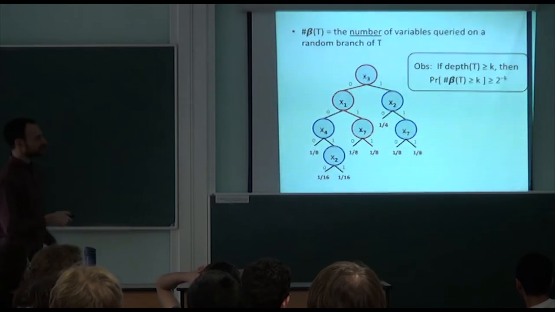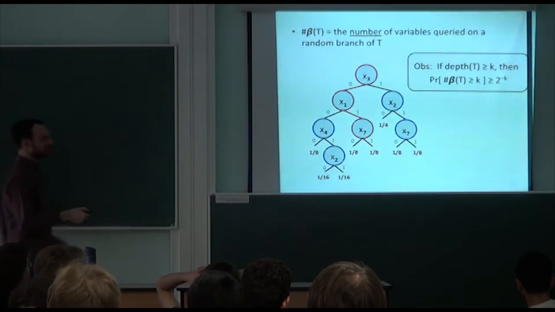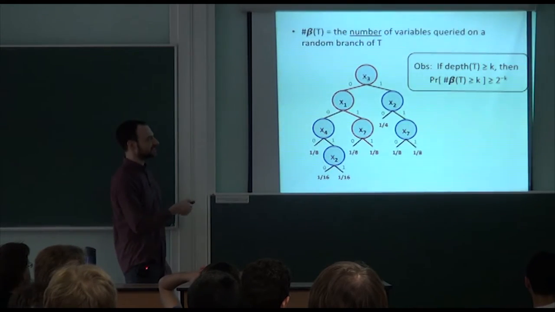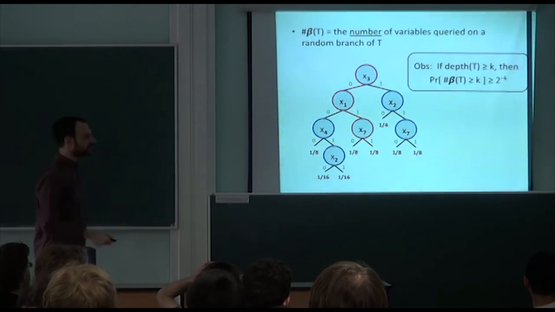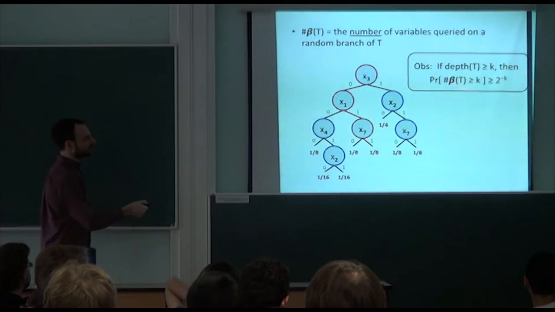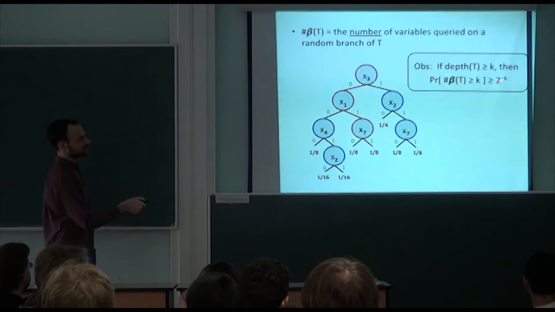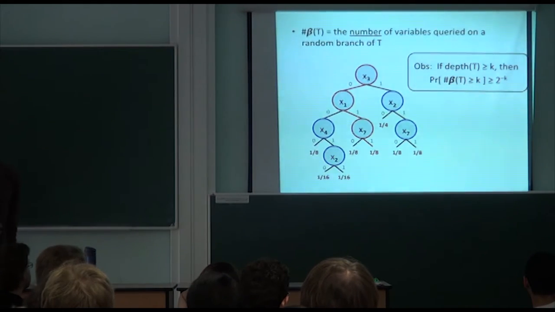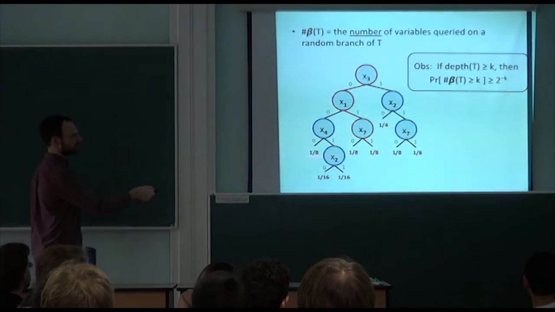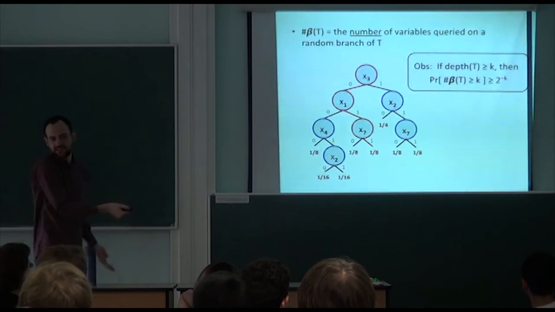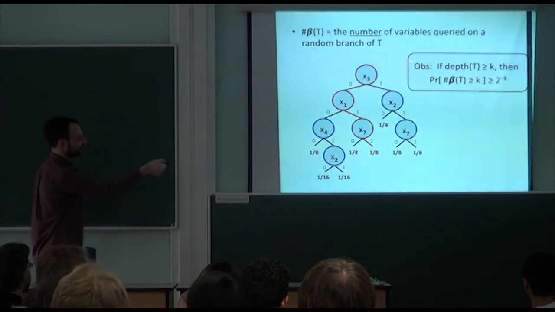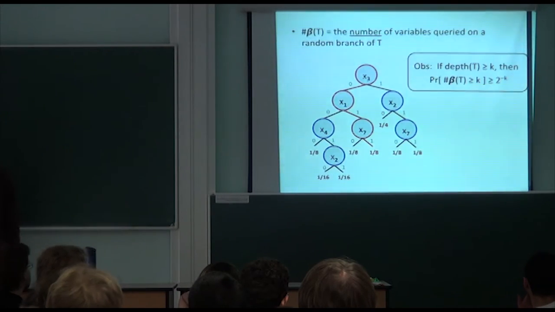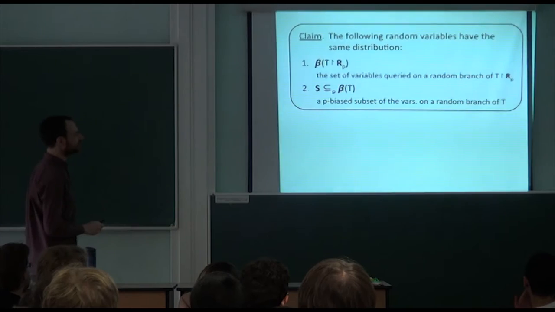Here's a fairly trivial observation. If our decision tree has depth at least k, then the probability that we read k variables on a random branch is at least 2 to the minus k. This is easy to see, because each branch of depth k has probability 2 to the minus k. It's a very basic observation.